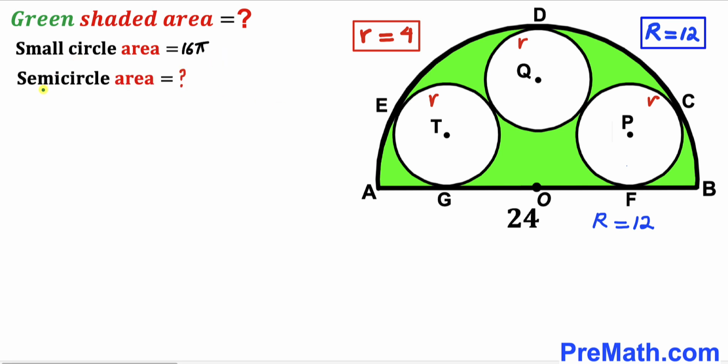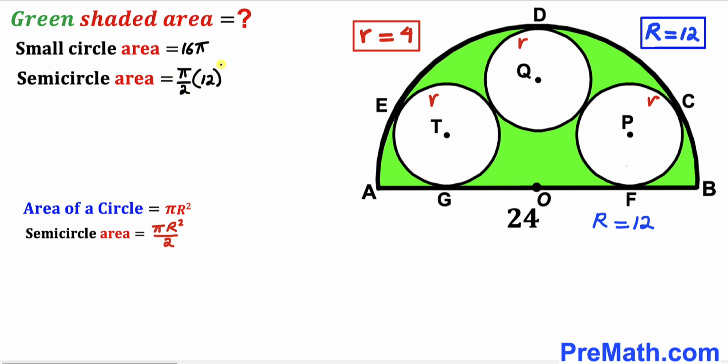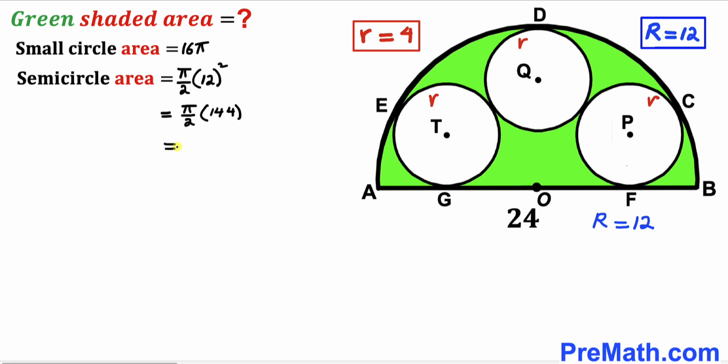Now we are going to calculate the area of the semicircle whose radius is 12. Let's recall once again the area of the circle formula: area equals pi r square, where this uppercase R is the radius of the semicircle. Since we are dealing with the semicircle, the semicircle area is going to be pi r square divided by 2. So our semicircle area is pi divided by 2 times 12 whole square. If we simplify further, that gives us 72 times pi.